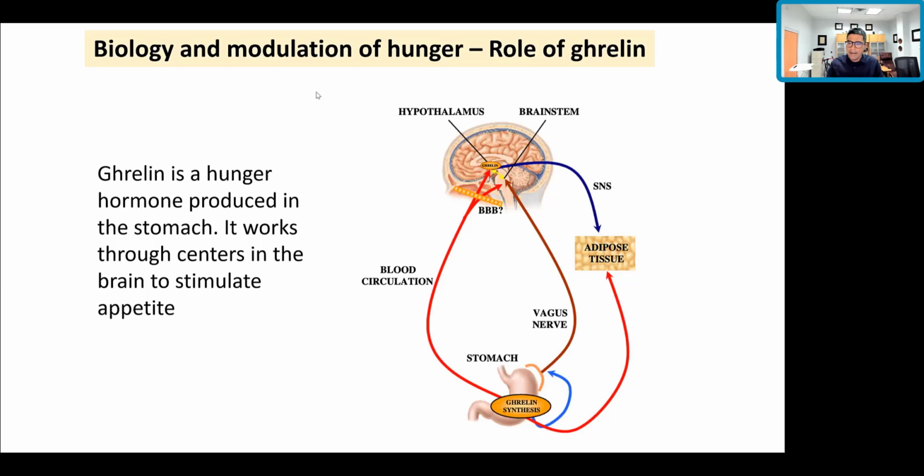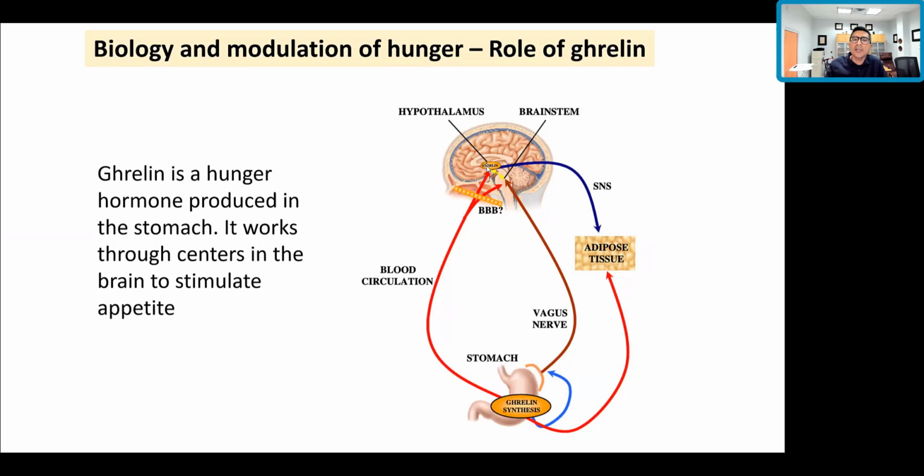Now, there are many factors, but one of the most important factors that makes us hungry is a hormone that gets released at the sight, smell, and thought of food, and that is ghrelin. So ghrelin is released by the stomach. It goes and acts in the brain and makes you eat. It starts your eating behavior.